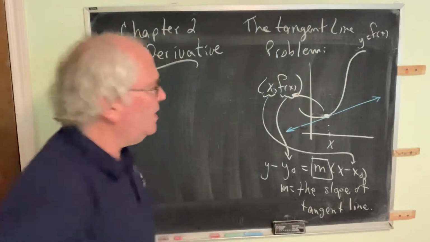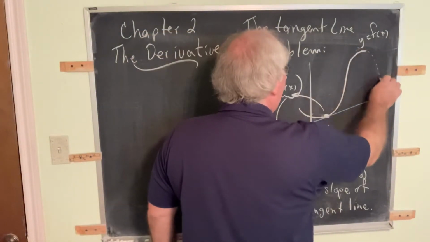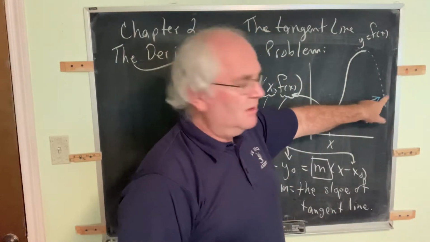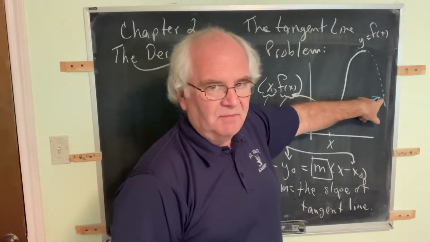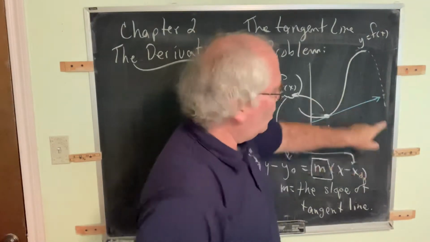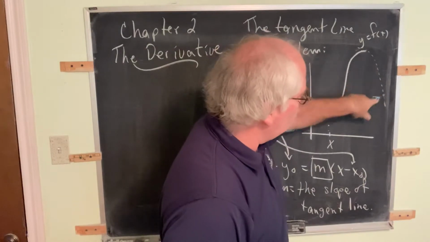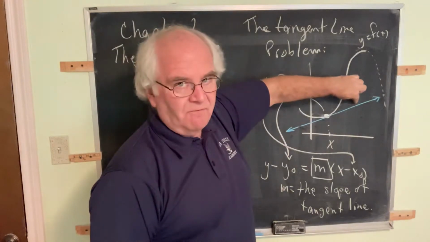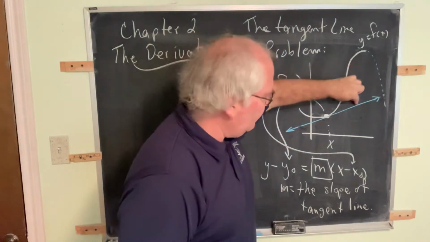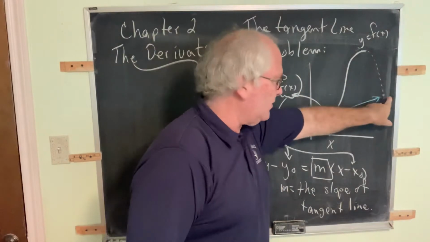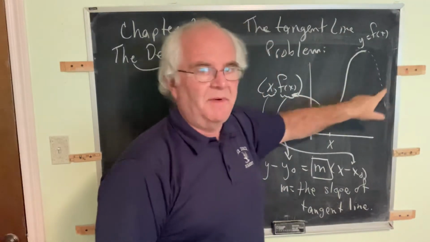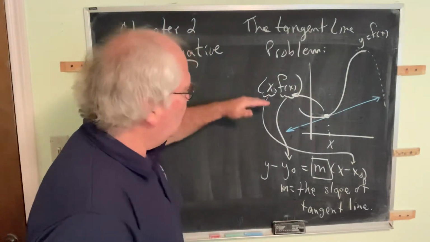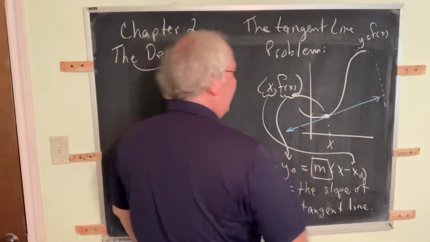Now, a person could argue this. What if this curve comes down and intersects? Then couldn't we find this other point? Well, in principle, that's a valid idea. However, in order to find the point where two graphs intersect, you need to know the equation of that graph. And we can't find the equation of that graph until we know the other point, and we can't find the other point until we know the equation of the graph. And so, we're chasing our tail here. And so, our problem is to find the slope of the tangent line.